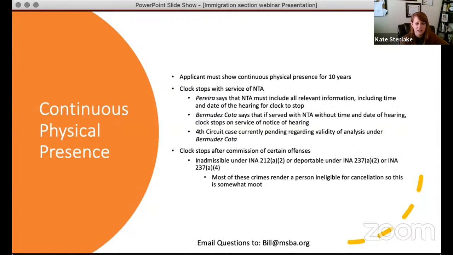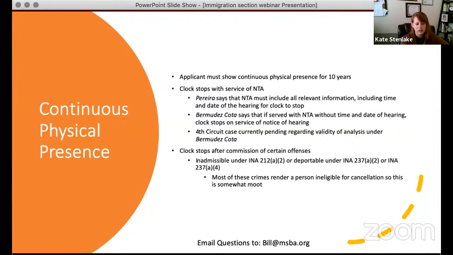Now, the other reason why a clock would stop is commission of certain offenses. So if your client has a criminal conviction, you'll have to look to see if that also will stop the clock. The relevant crimes are noted if you're inadmissible under INA 212(a)(2) or deportable under 237(a)(2) or INA 237(a)(4).